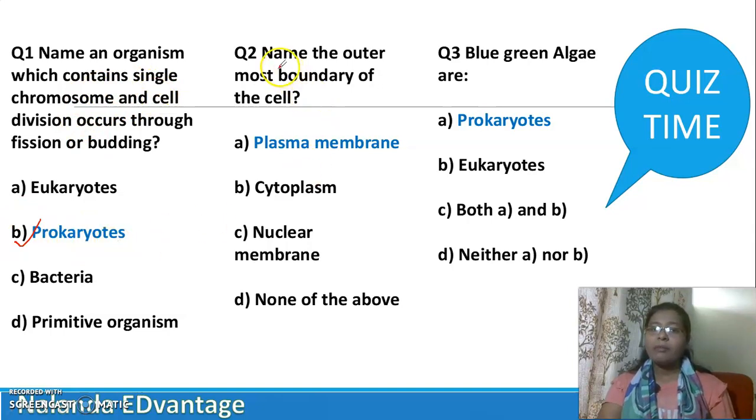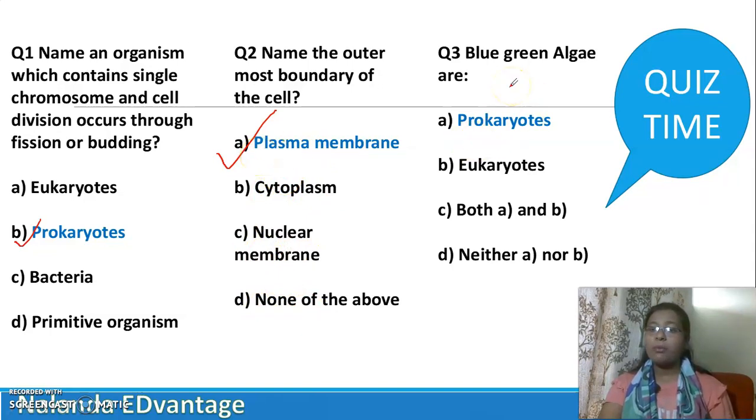Number 2. Name the outermost boundary of the cell. The outermost boundary of the cell is the plasma membrane. It contains cytoplasm, nuclear membrane, right? Options are plasma membrane, cytoplasm or nuclear membrane or none of the above. So the correct option is plasma membrane.